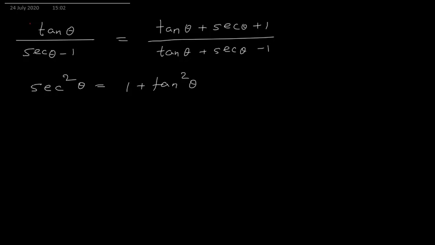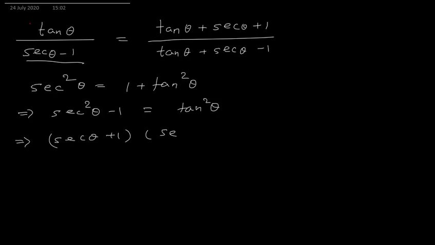Now as we have sec theta minus 1 here, what I will do, I will rearrange this identity as sec square theta minus 1 is equals to tan square theta. Now this sec square theta minus 1 I can write as sec theta plus 1 into sec theta minus 1 is equals to tan square theta, means tan theta into tan theta.